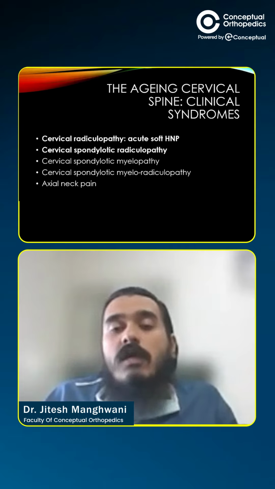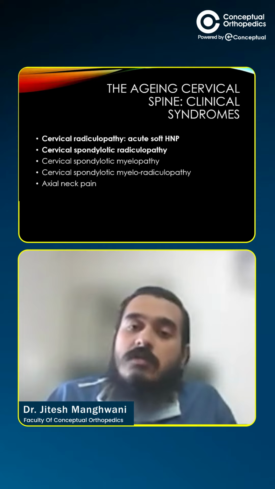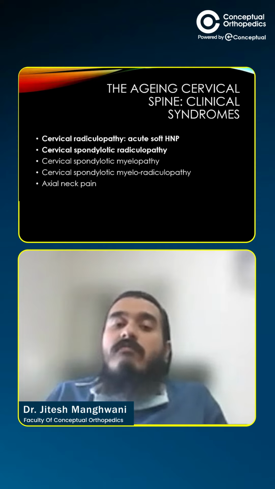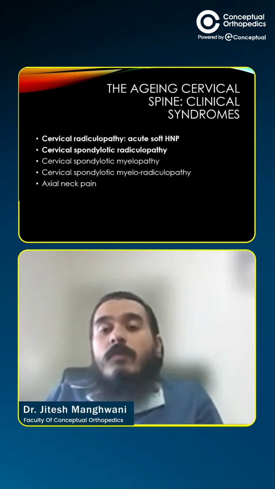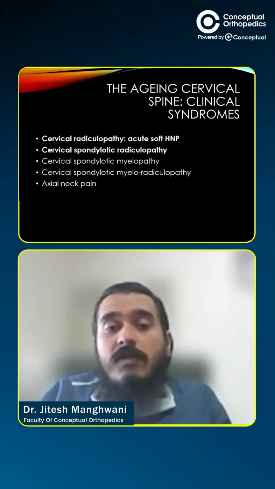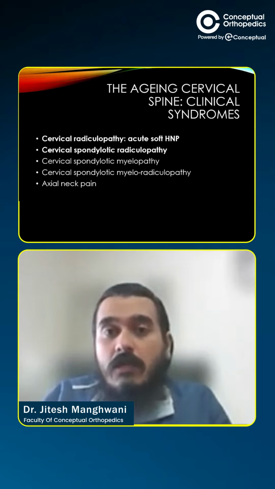Now, if the patient is having both, that is the radicular symptoms as well as the myelopathy symptoms, in that case, it is termed as cervical spondylotic myeloradiculopathy. The patient is having compression of the spinal cord as well as the nerve roots. So these are the patients who are just going to have the neck pain and not going to have the radicular symptoms per se.